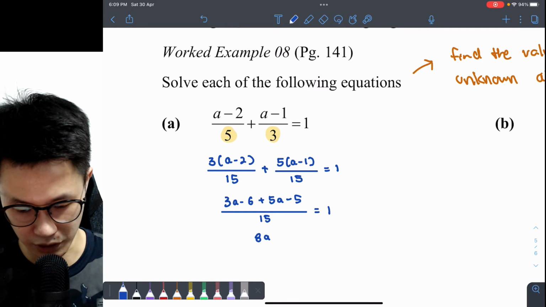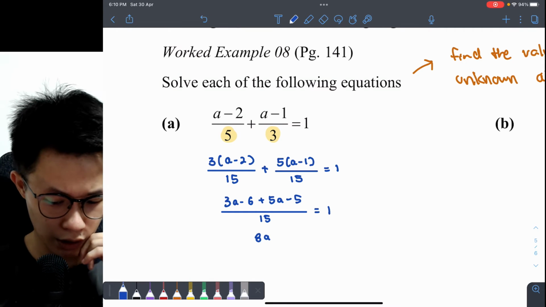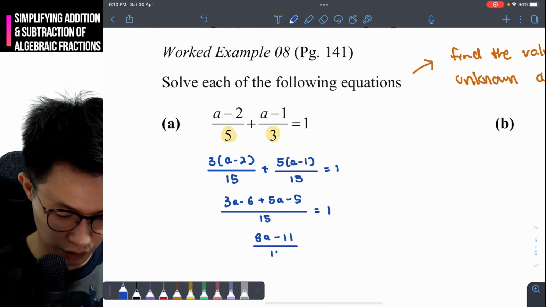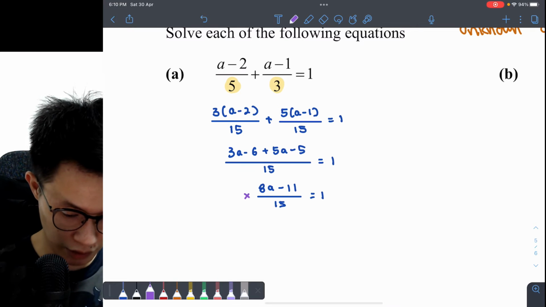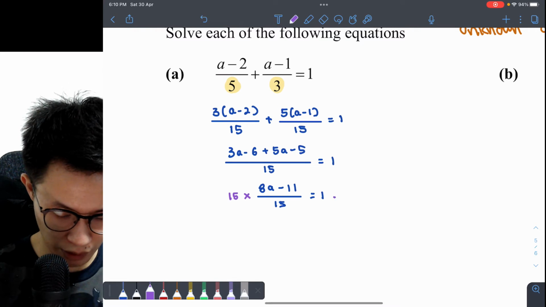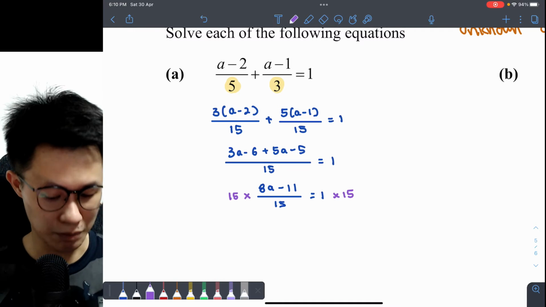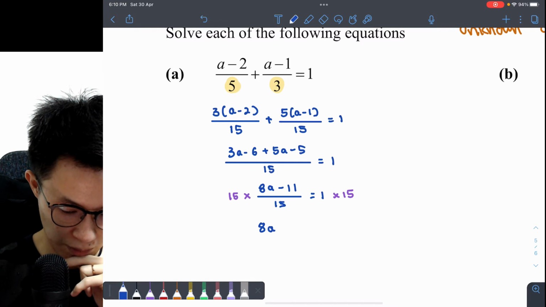Did I get it wrong again? No, right? Okay, so this is where you need to be careful with your multiplication. 8a minus 11 divided by 15 equals 1. What I'll do here is multiply 15 to both sides. Why multiply 15? I want to get rid of the denominator at the bottom. So when I get rid of it, I will be left with 8a minus 11 equals 15.